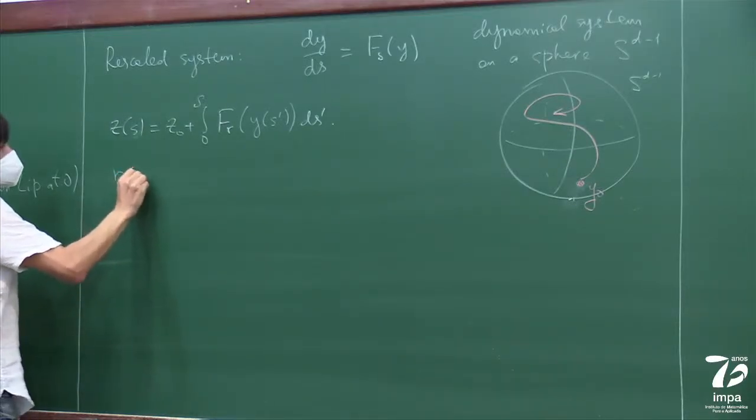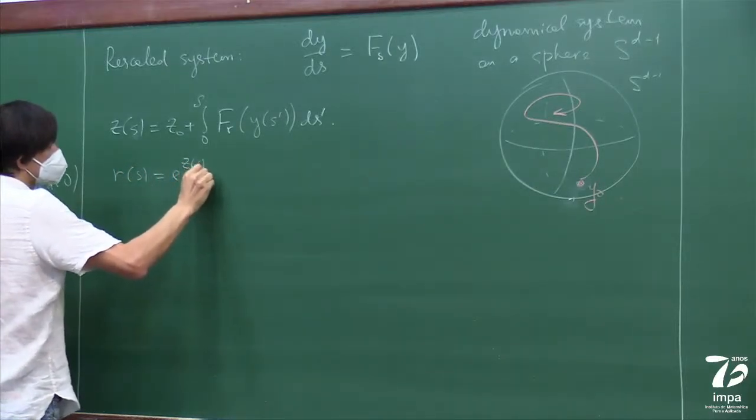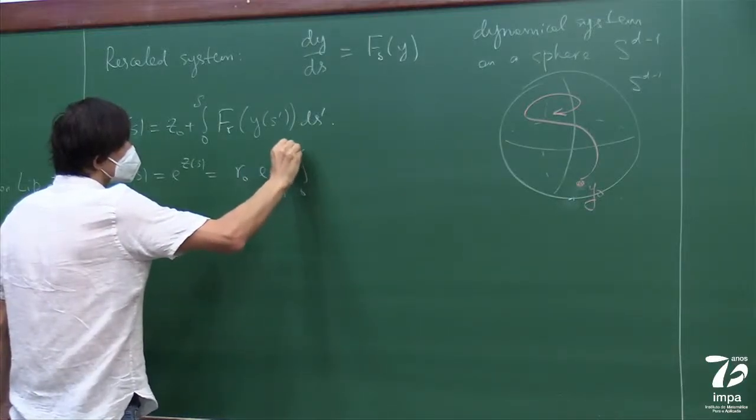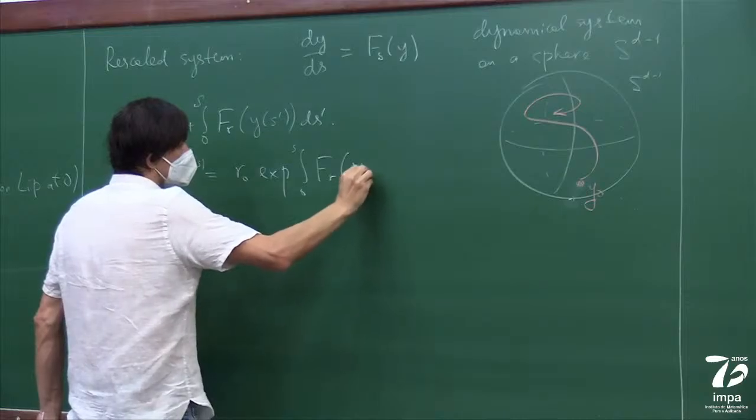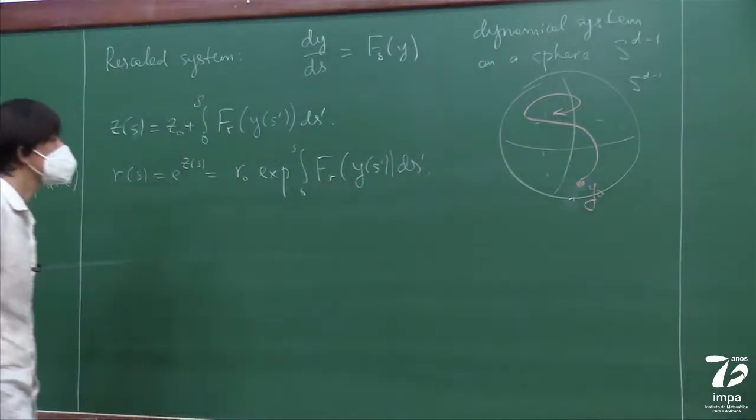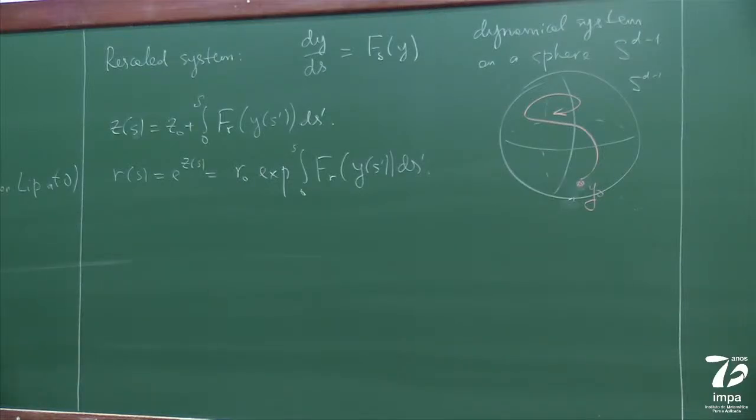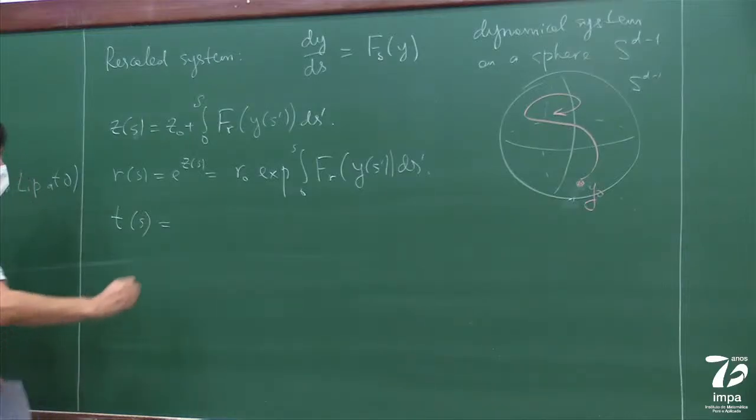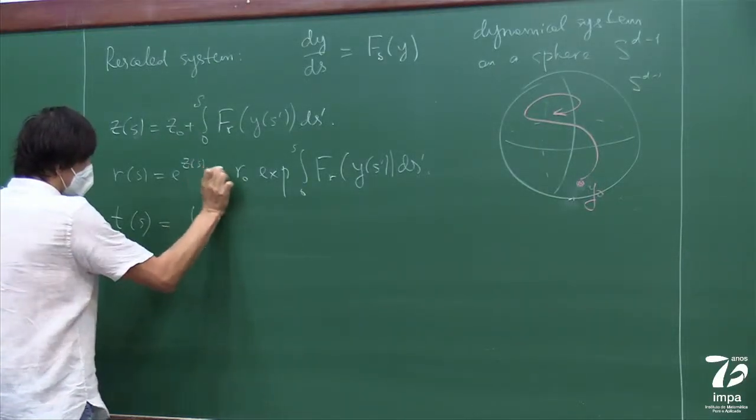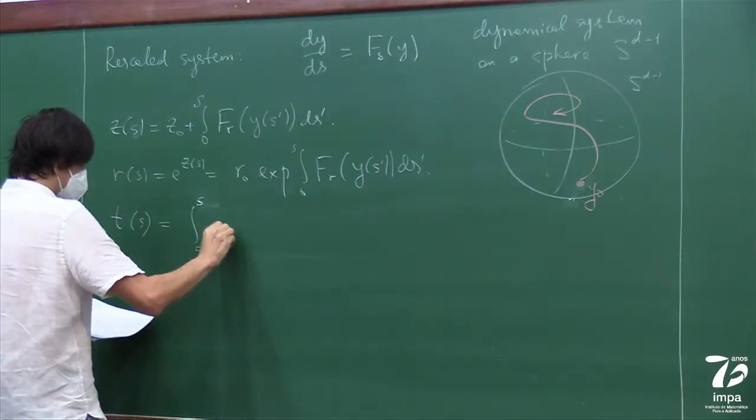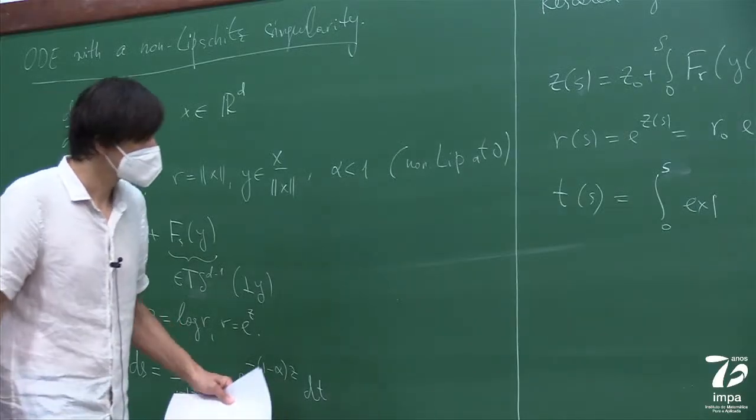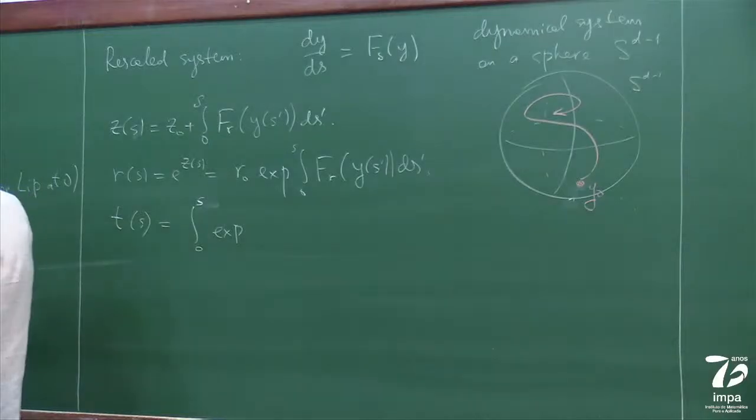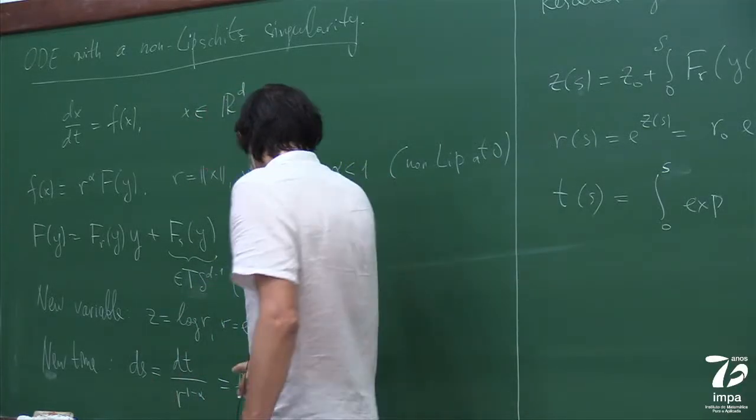Well, automatically you get r because it's the exponent, right? So it will be r0 times the exponent of the integral of the radial component of f at s prime, ds prime. And then you get time, which is one more integration. This is the integration of the exponent of this term, essentially. And you see, so we integrate t, so we put the exponent on the other side, so the minus will disappear.